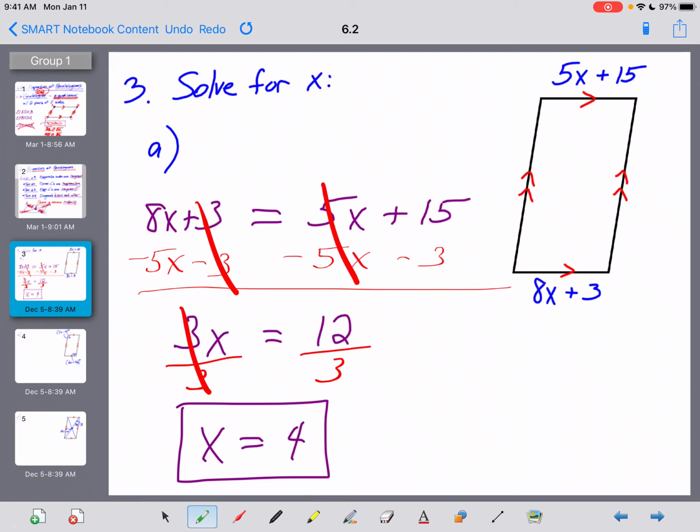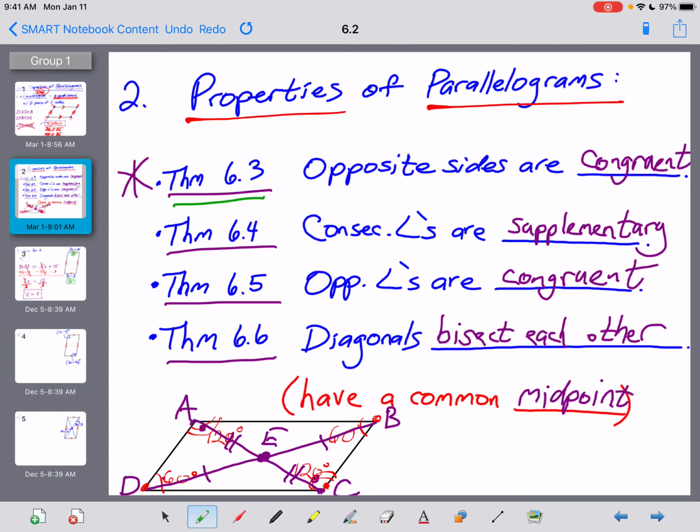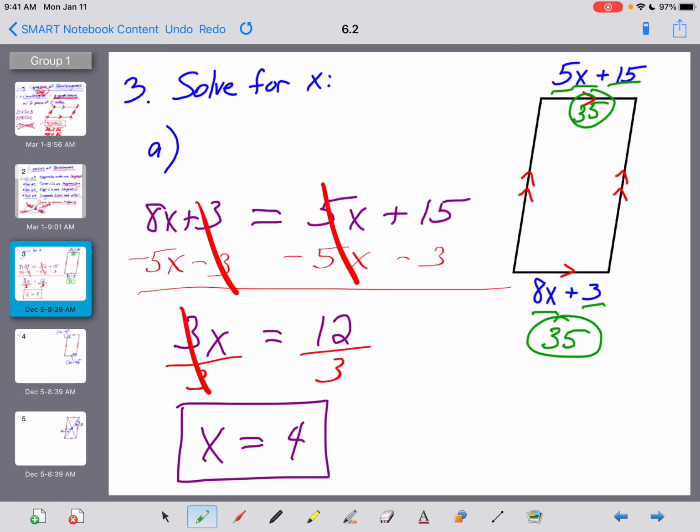Now the directions simply said solve for x, so we're done, but it's never a bad idea, you guys, to double check your work, and it doesn't take long and it's not hard. If x is 4, 8 times 4 is 32. 32 plus 3 means that this bottom side has a length of 35. That doesn't mean anything to me until I check the top. 5 times 4 is going to be 20, and 20 plus 15 has a length of 35 as well. So now I feel pretty good about my answer because I know from theorem 6.3 opposite sides in a parallelogram are supposed to be congruent, and 35 and 35, yep, those ones are congruent to each other. Okay, so that's a wrap on 3A.